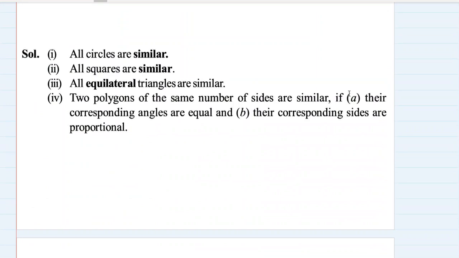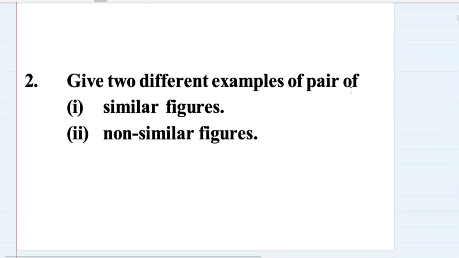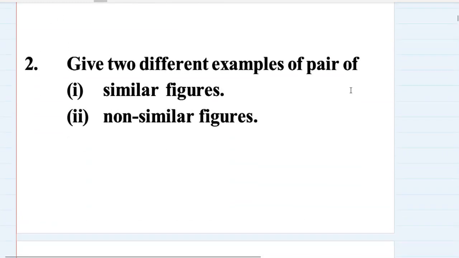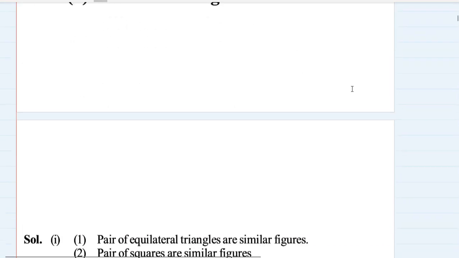We have discussed the theorems in so much detail that many of the questions will be repeated, and we can skip them quickly and move to some different types of questions where we can see applications of the theorems which we have already learned. Okay, give two different examples of a pair of similar figures and non-similar figures. Similar figures: two circles can be similar, two squares can be similar, two equilateral triangles can be similar. Non-similar figures: let's say a scalene triangle and an equilateral triangle, a scalene triangle and an isosceles triangle. These are non-similar figures.